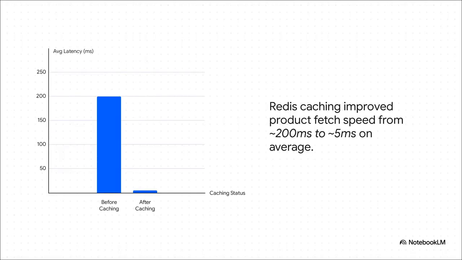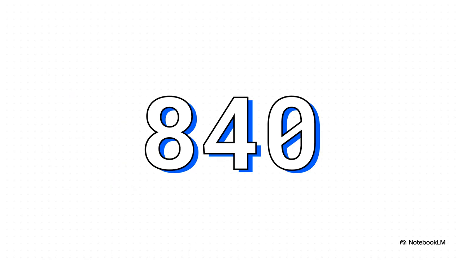Before we put in the Redis cache, the average API response time was hovering around 200 milliseconds. After caching, it plummeted to just 5 milliseconds. That is a 40 times increase in speed. Just incredible. But raw speed is only half the story, right?